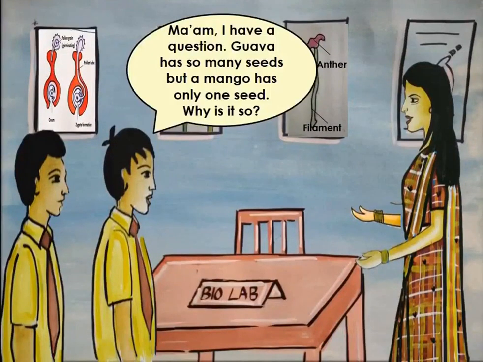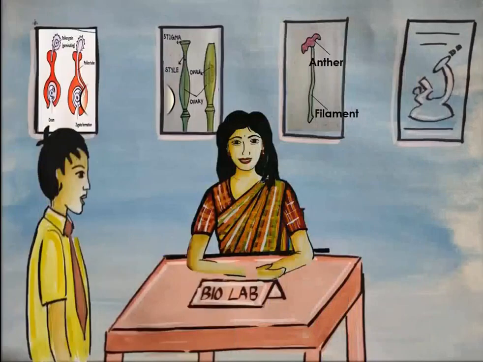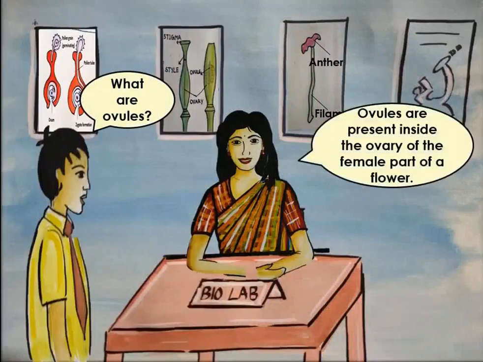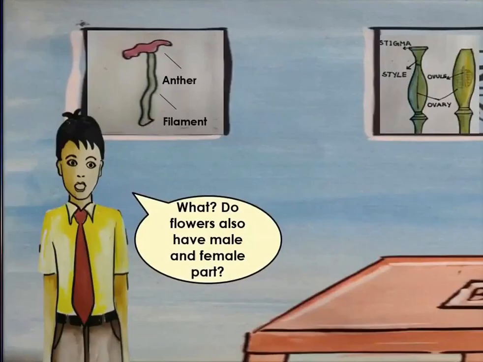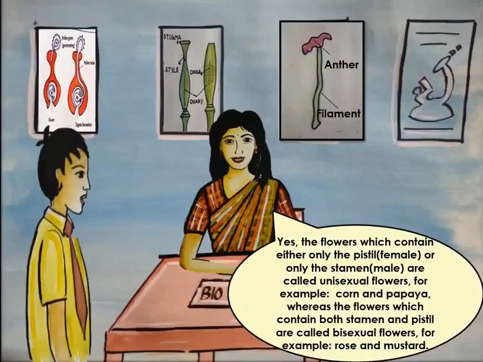Ma'am, I have a question. Yes, Rohan, ask. Guava has so many seeds, but a mango has only one seed. Why is it so? Rohan, this is because guava has many ovules, but mango has only one. Ma'am, what are ovules? Ovules are present inside the ovary of the female part of a flower. What? Do flowers also have male and female parts? Yes, Rohan, flowers have male and female parts. The female part is known as pistil and the male part is known as stamen.